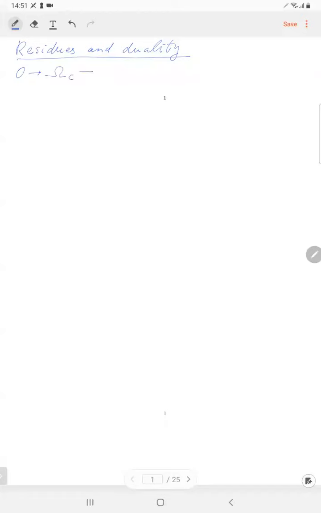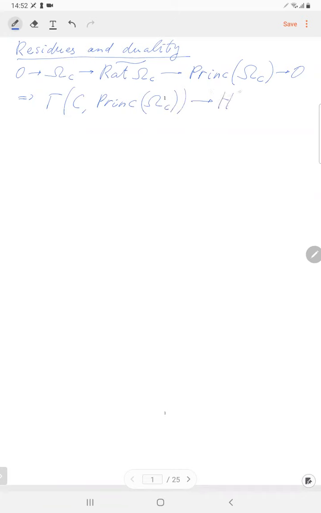The dualizing sheaf, the canonical class, goes to its rational sections. Big quasi-coherent sheaf goes to the principal parts of this, and it gives rise to the coboundary map from global sections of this principal part sheaf to the first cohomology of the canonical class, that is just the base field K.